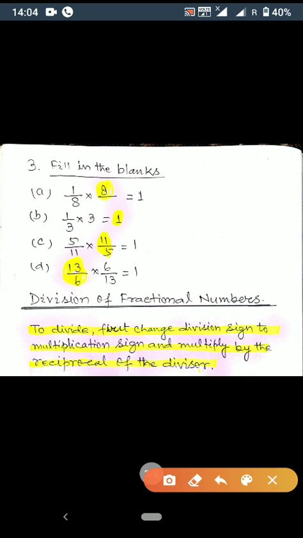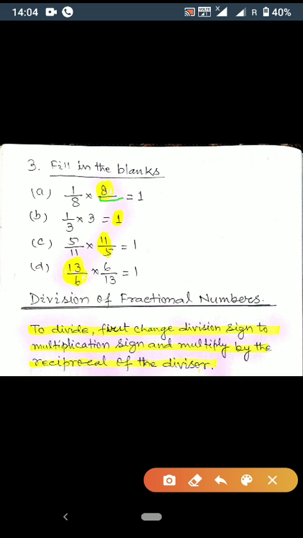Now fill in the blanks. Question number 3a, 1 by 8 multiplied by 8 equals 1. B, 1 by 3 multiplied by 3 equals 1. So always remember, if the product of two fractions is equal to 1, then each fraction is called the reciprocal of the other.